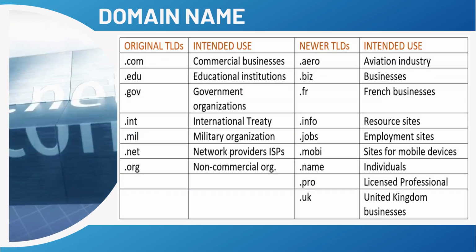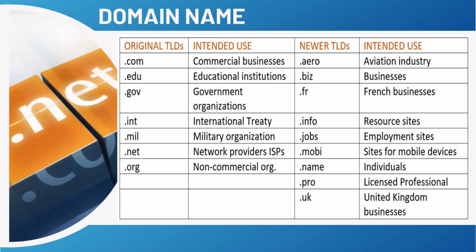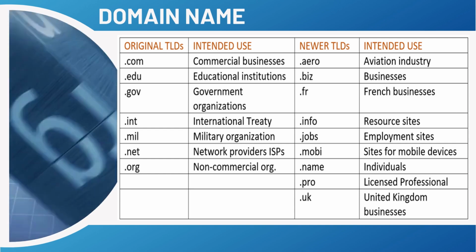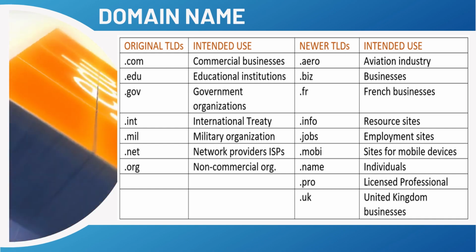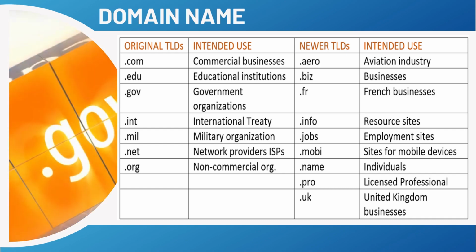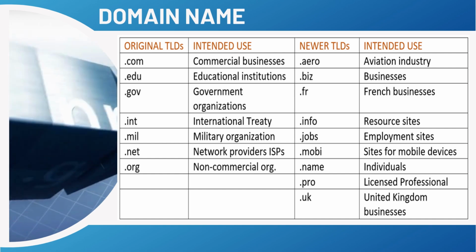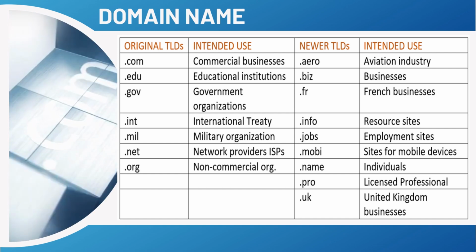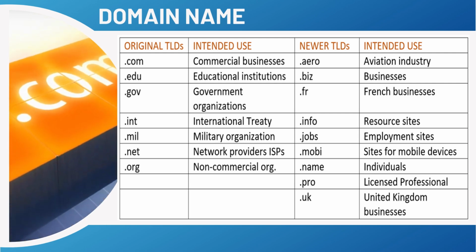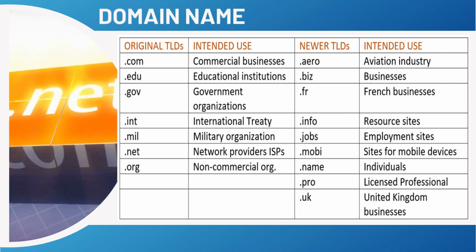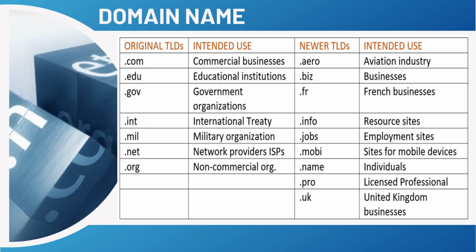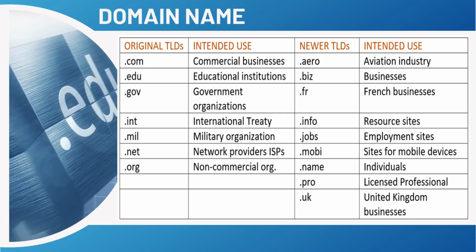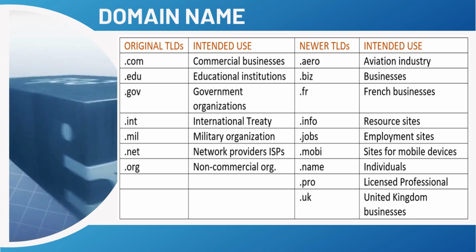The following is a list of domain names that are currently available on the Internet. These domain names belong to commercial businesses that use the .com extension, educational institutions that use the .edu extension, government organizations that use the .gov extension, international treaties that use the .int extension, military organizations that use the .mil extension, network providers that use the .net extension, non-commercial organizations that use the .org extension, and many more.